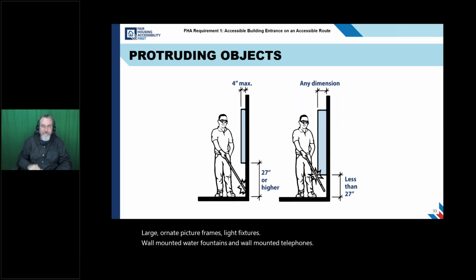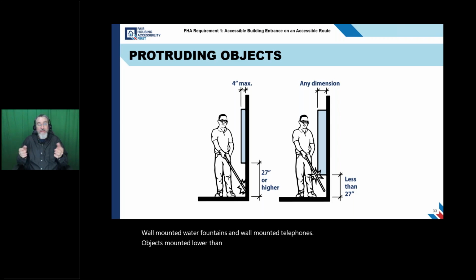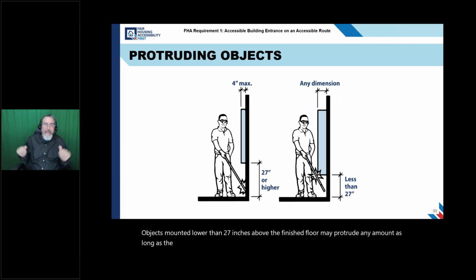Objects mounted lower than 27 inches above the finished floor may protrude any amount as long as the minimum clear width of 36 inches is maintained.